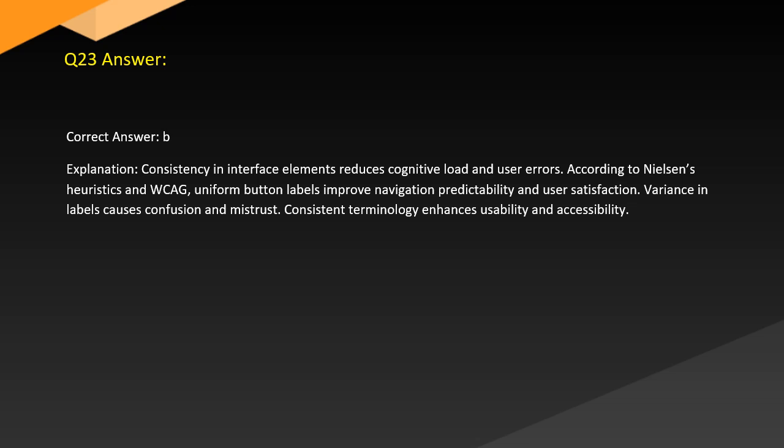Answer. Correct answer: B. Explanation. Consistency in interface elements reduces cognitive load and user errors. According to Nielsen's heuristics and WCAG, uniform button labels improve navigation predictability and user satisfaction. Variance in labels causes confusion and mistrust. Consistent terminology enhances usability and accessibility.